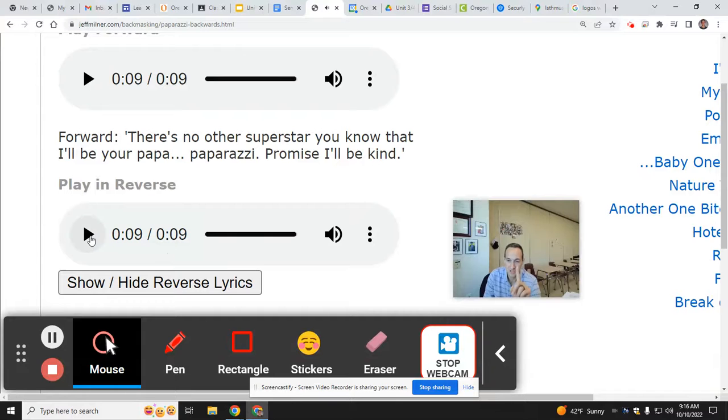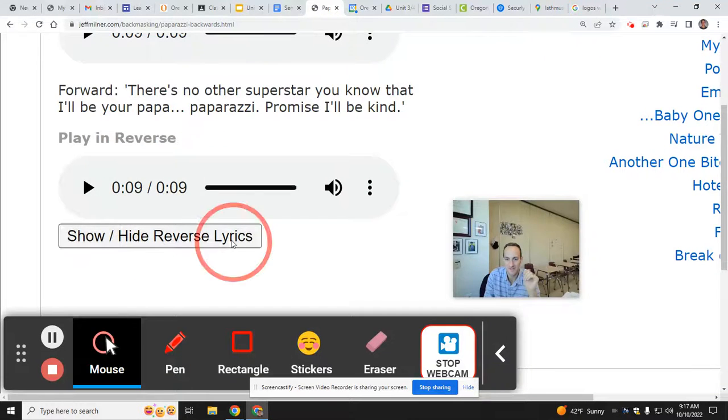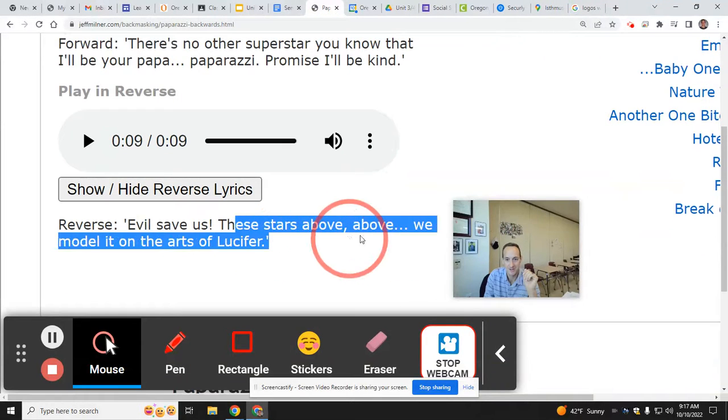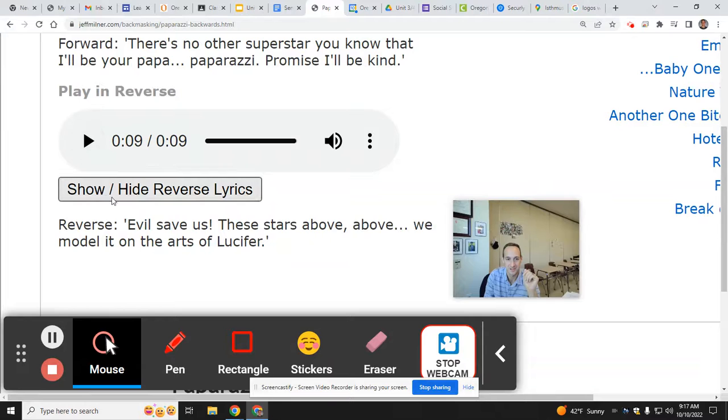All right, I'll give you one more chance at that. Okay, so again, I don't know if you pick up on the satanic aspects of it, but it's evil. Save us. The stars above, above. We model it on the arts of Lucifer. Here you go.